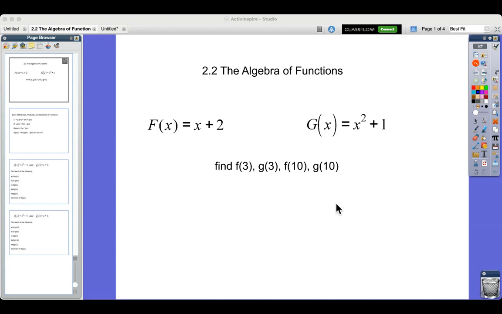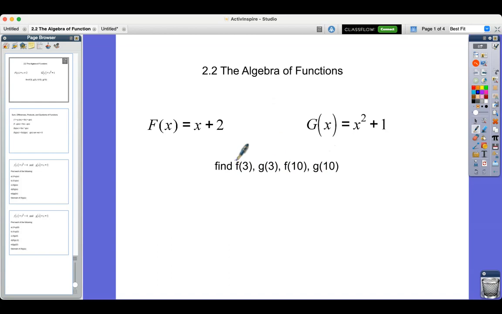Now as we're getting into algebra and more specifically solving certain problems, that's what algebra is. You're just plugging in numbers and solving. We're going to look at how that works. So you'll see equations like this throughout the homework: f of 3, g of 3, f of 10, g of 10. Now, these are saying functions.